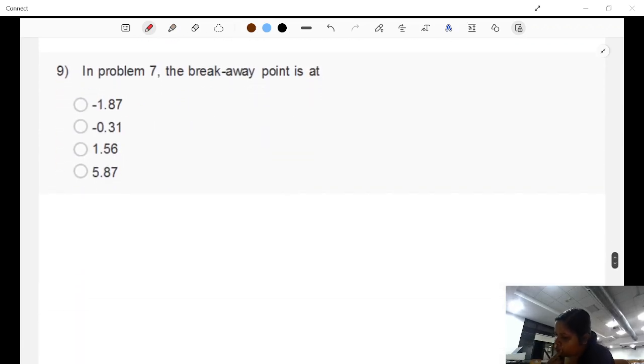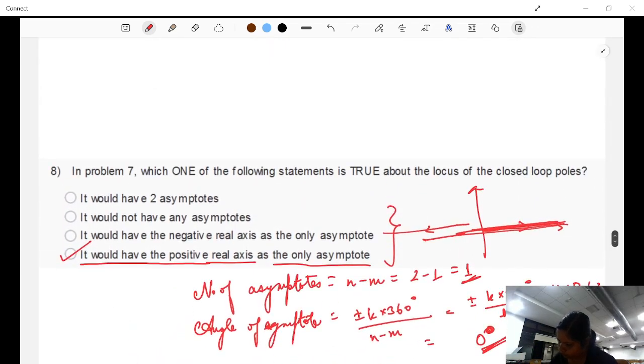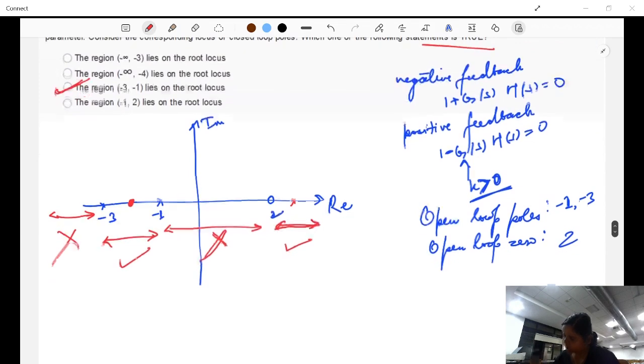Now, we want to find out where the breakaway or break-in point is. You can have the possibility of a breakaway point, or a break-in point. Anything is possible. So if you see the diagram, both of these are poles together. Definitely, branches emerge from both, and there is going to be a breakaway point.